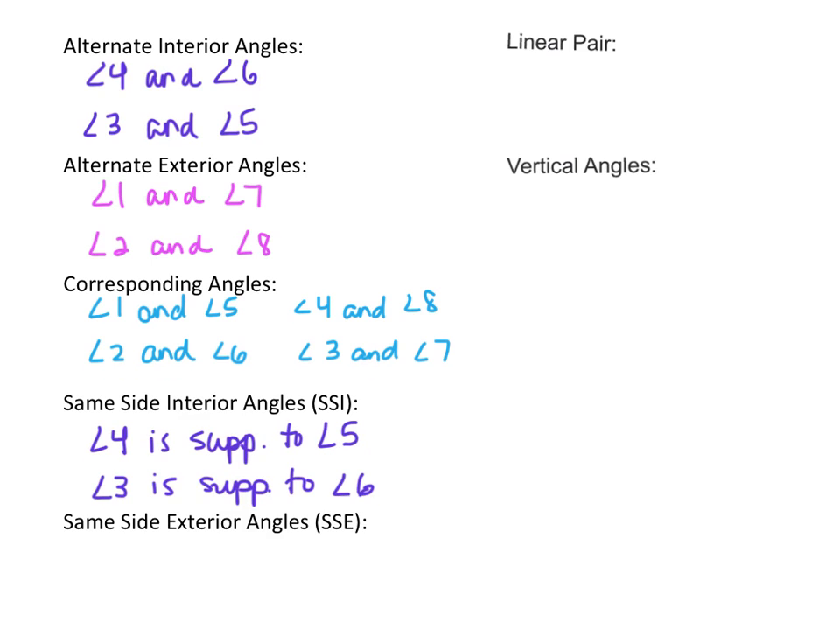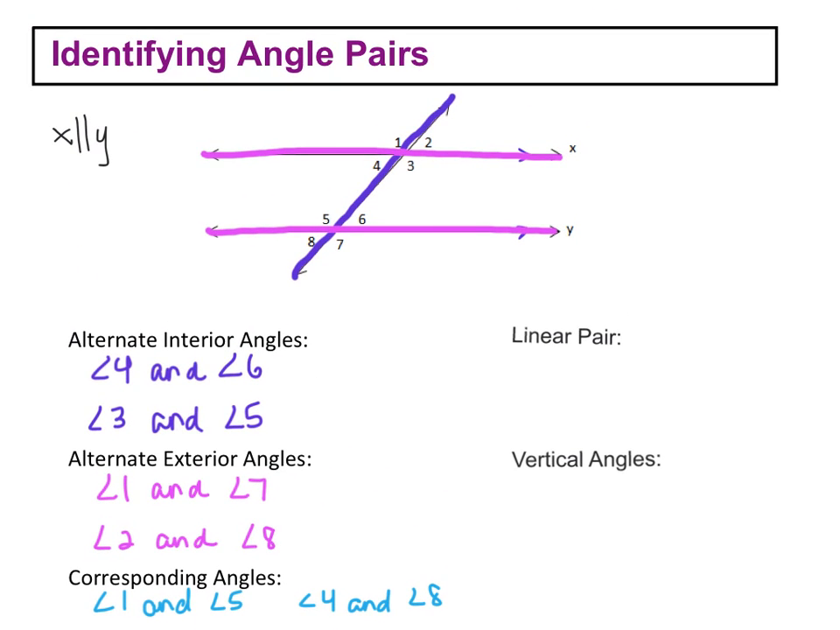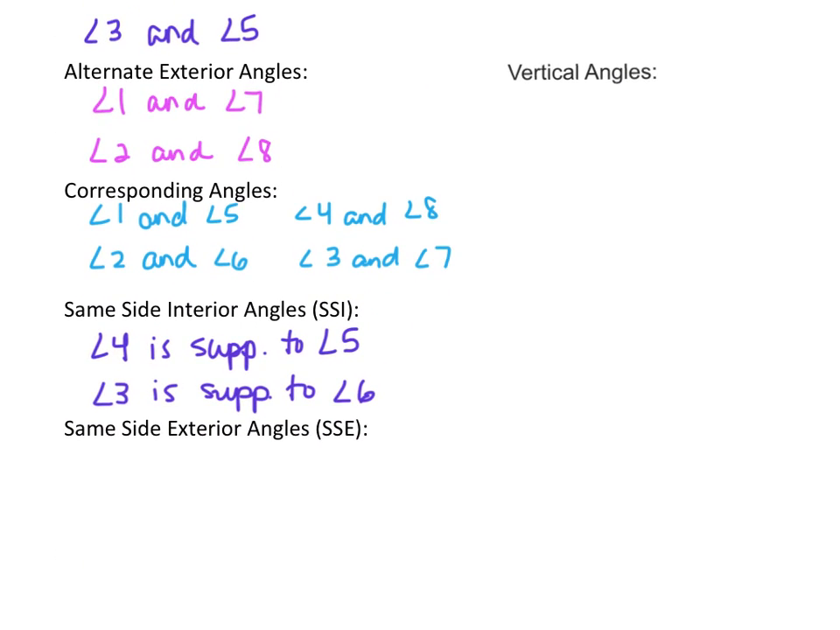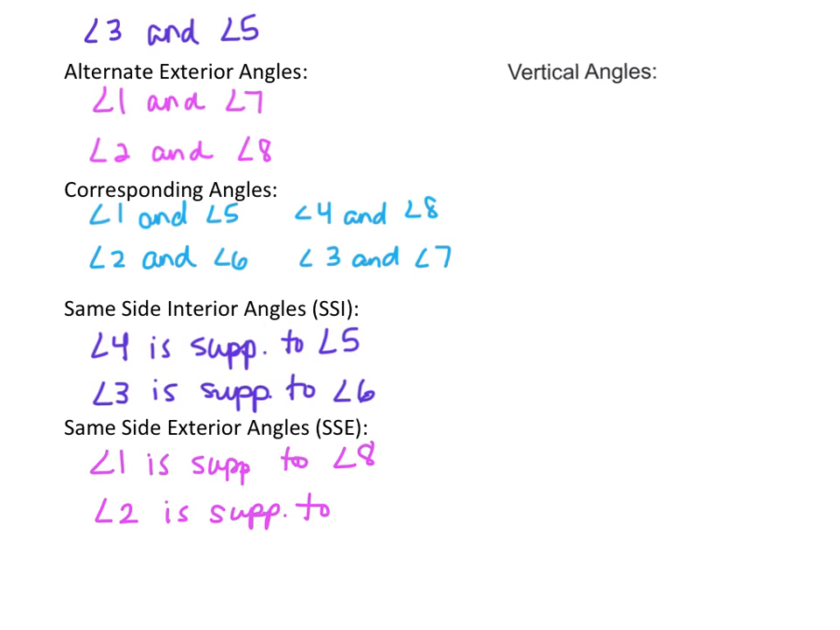Same side exterior, so let's look at the picture again. So we're looking at our exterior angles that are on the same side of this transversal. So angle 1 and angle 8 go together, and angle 2 and angle 7. Those are same side exterior, or SSE. And those angles are supplementary to each other as well. So we'll say angle 1 is supplementary to angle 8, and then angle 2 is supplementary to angle 7.